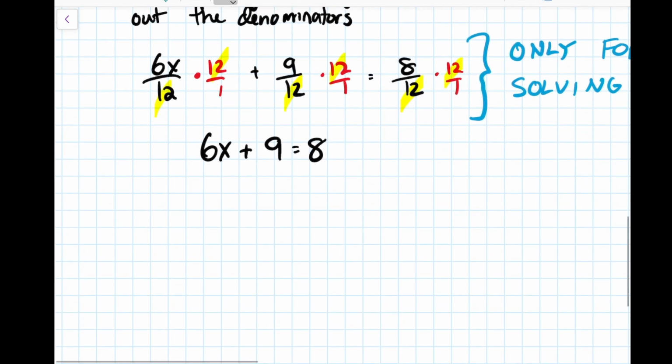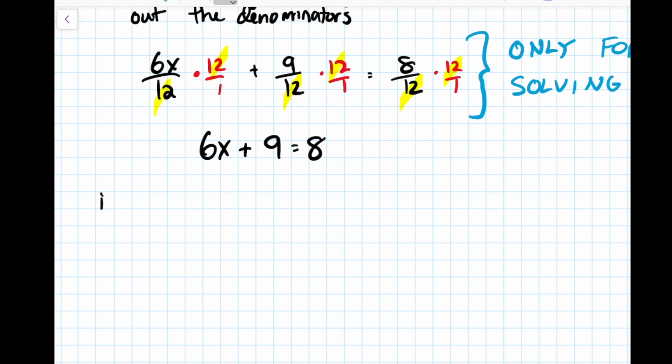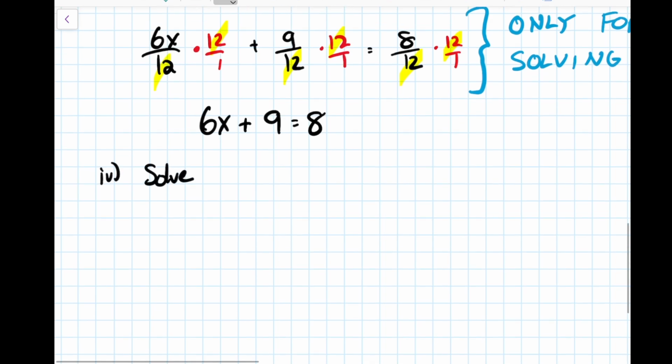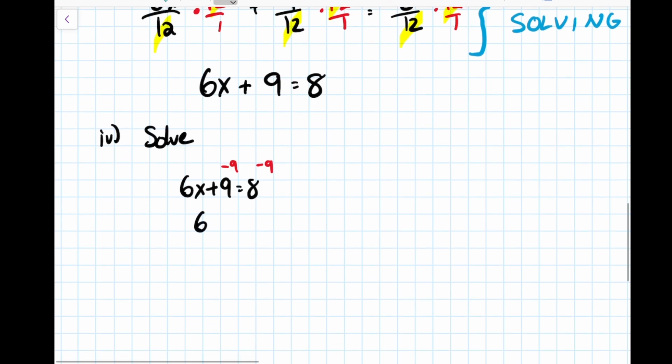All right, so back to where we were here. 6x plus 9. All that's left to do now is just to solve. So 6x plus 9 equals 8. This is now just a pretty basic linear equation. I'm going to isolate x by subtracting 9 on both sides to get 6x equals negative 1. And then I'm going to divide by 6 to get my final answer of x equals negative 1 over 6. And so that's it. That's your first method. Get a common denominator, get rid of the common denominators, solve.